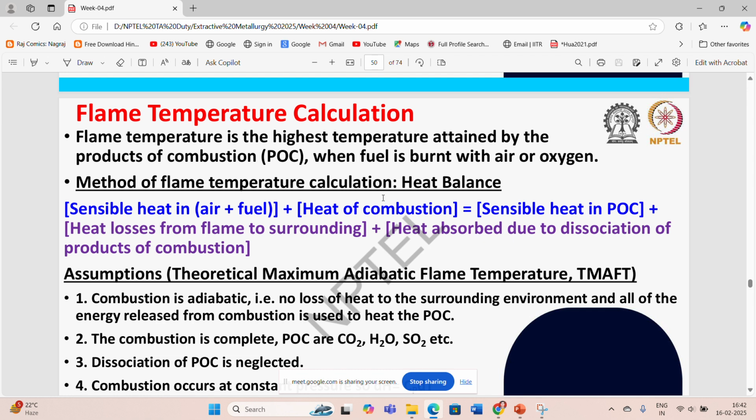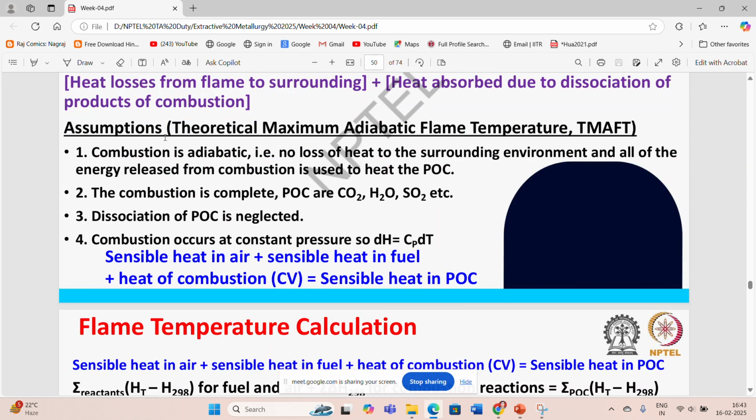So there are some assumptions which we are going to take for calculation of the theoretical maximum adiabatic flame temperature. Combustion is adiabatic, and there is no loss of heat to the surrounding environment, and all of the energy released from combustion is used to heat the products of combustion only. The combustion is complete. POC are CO2, H2O, and SO2, etc. Dissociation of POC is neglected. Then combustion occurs at constant pressure. So dH is going to be equal to Cp delta T.